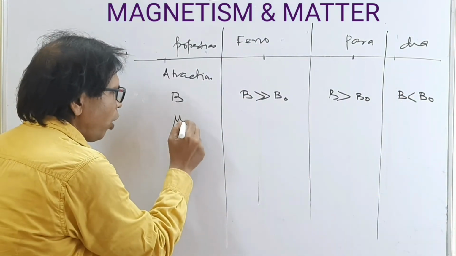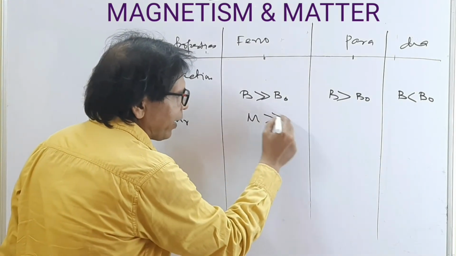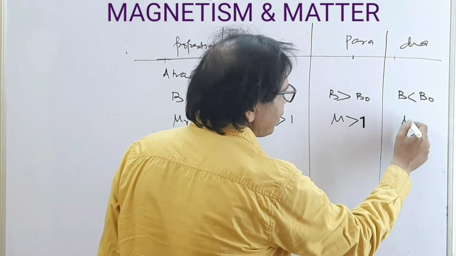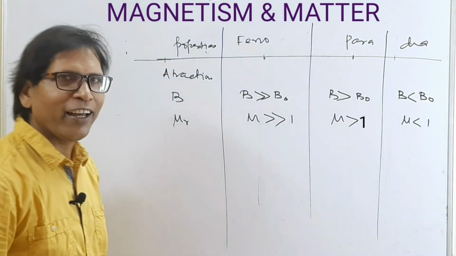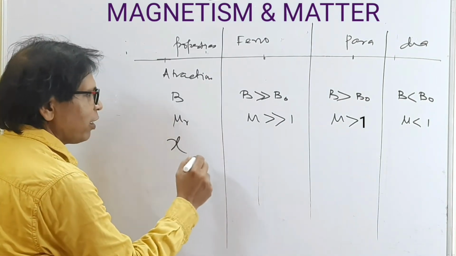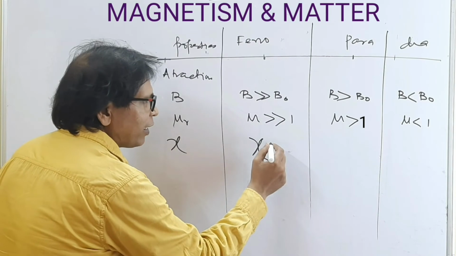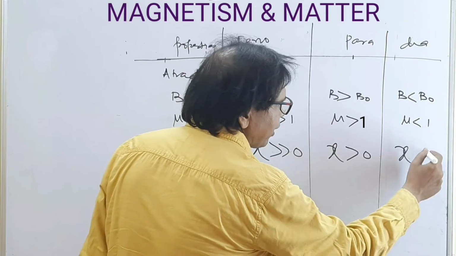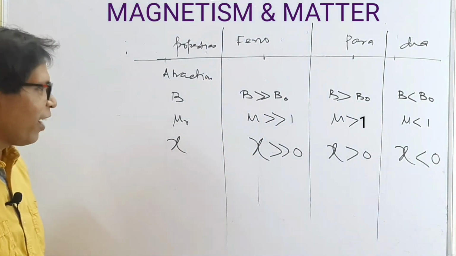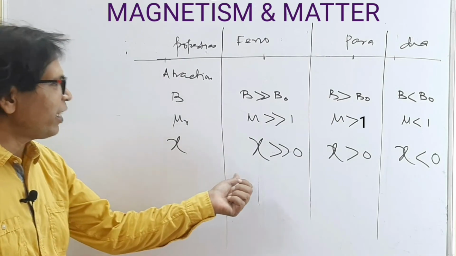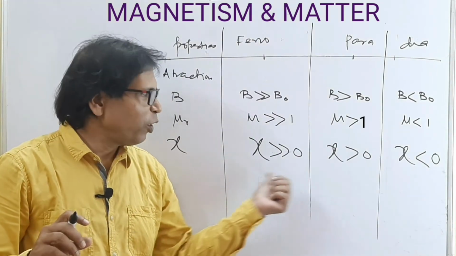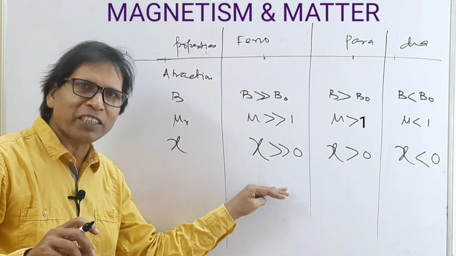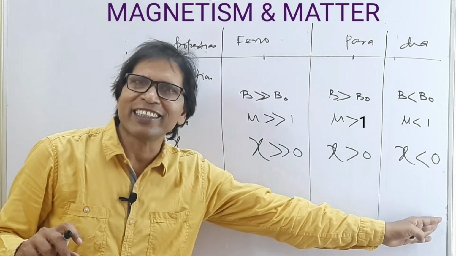Okay. Now mu R. This is greater than 1. This is greater than 1. This is less than 1. Okay. Now susceptibility chi. This is greater than 0, this is greater than 0, this is less than 0. Okay. Now retentivity. Retentivity present here. No retentivity, no retentivity. Coercivity of this substance exists, no, does not exist, does not exist.